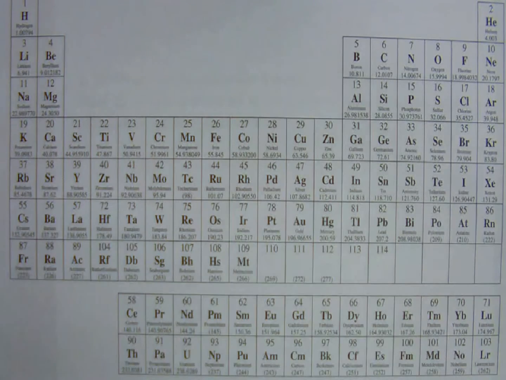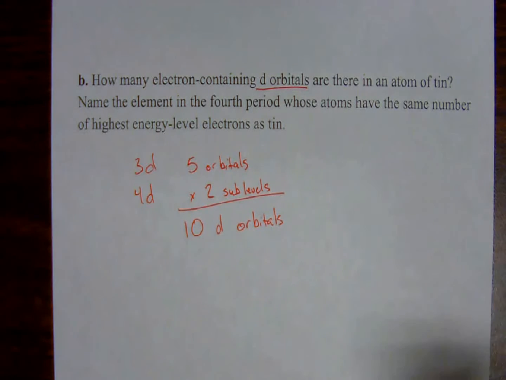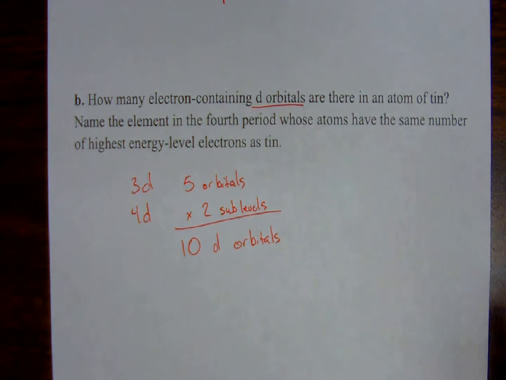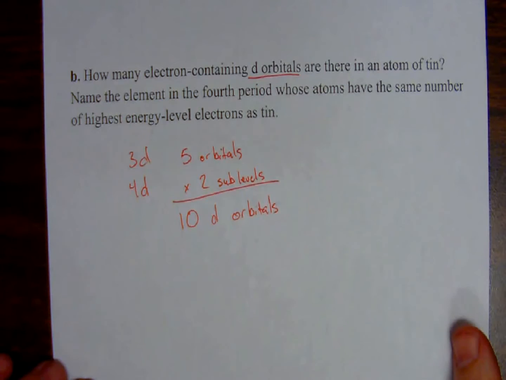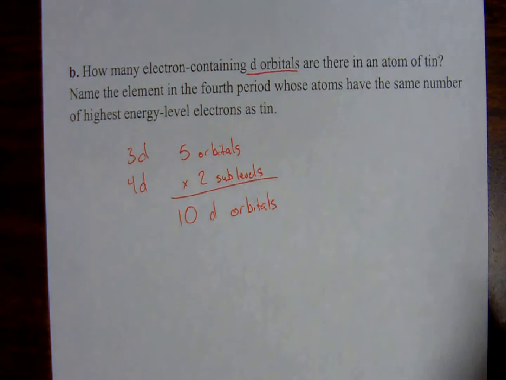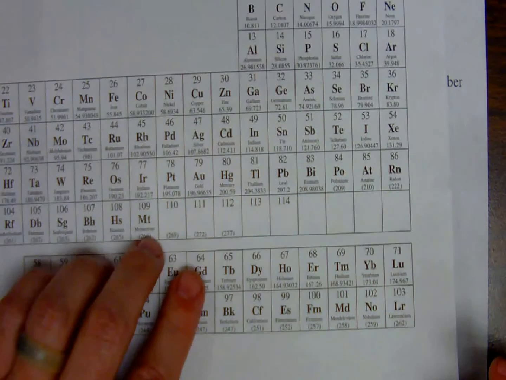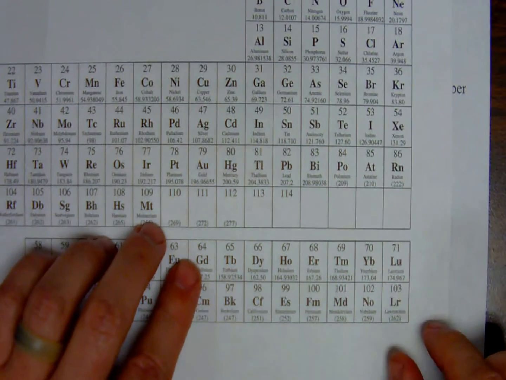Name the element in the 4th period whose atoms have the same number of highest energy level electrons. So, highest energy electrons. Okay, so 1, 2, 3, 4, 5. Sn is in the 5th main energy level. I just counted to 5, I promise. But in the 4th main energy level, meaning this one right here, which element has the same high energy electrons?